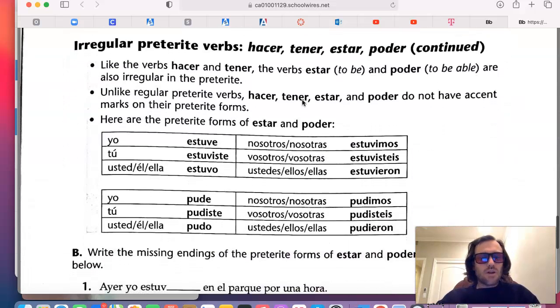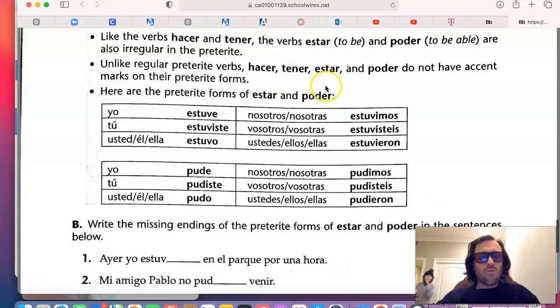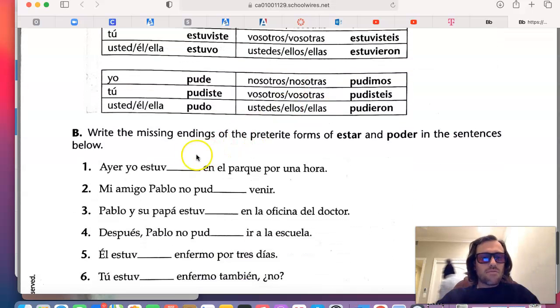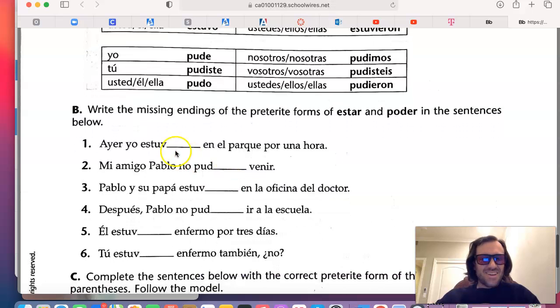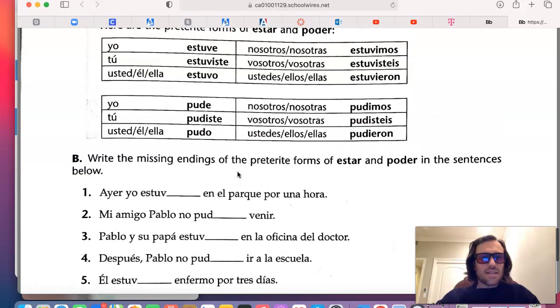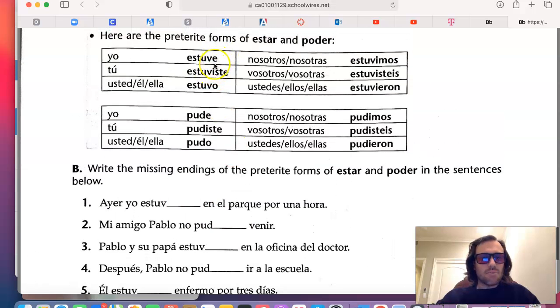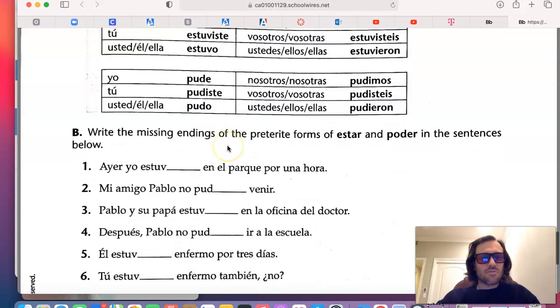And the last page, 105, you guys are using all four of those irregular verbs, hacer, tener, estar, and poder. And then filling in the irregular ending there. Fill in the ending in the blanks there. And the endings there you can find at the middle portion or top of page 105.